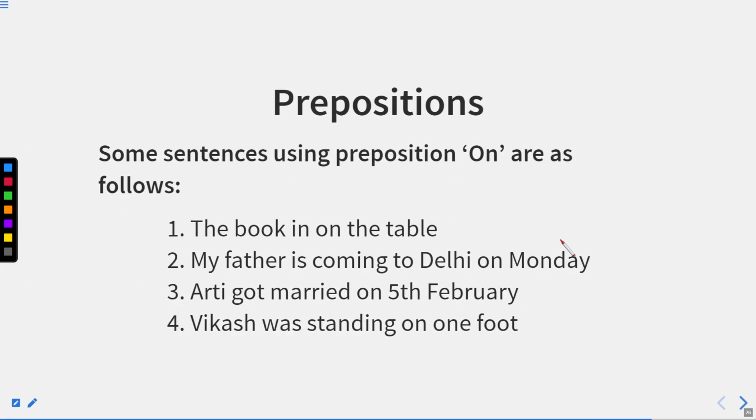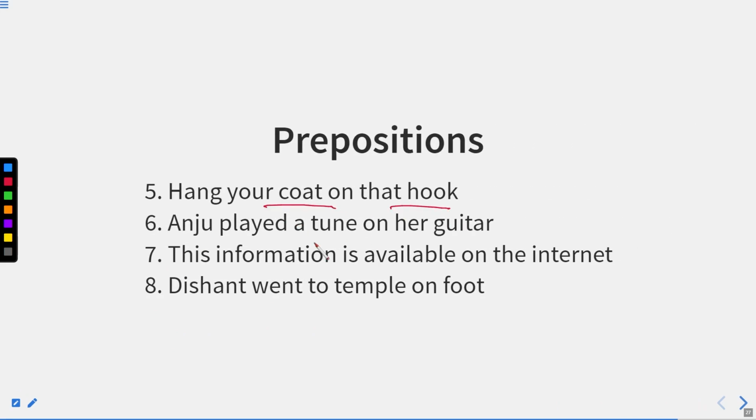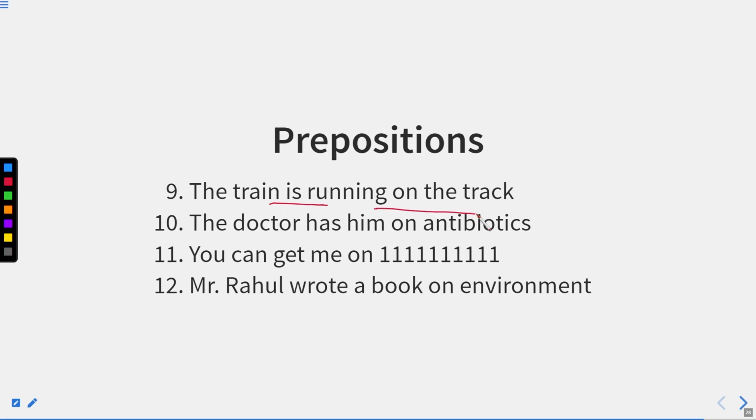Now let us discuss some more sentences which are using the preposition on. So the book is on the table. My father is coming to Delhi on Monday. Aarti got married on 5th February. Vikas was standing on one foot. Hang your coat on the hook. Anju played a tune on her guitar. This information is available on the internet. Dishant went to the temple on foot. The train is running on the track.